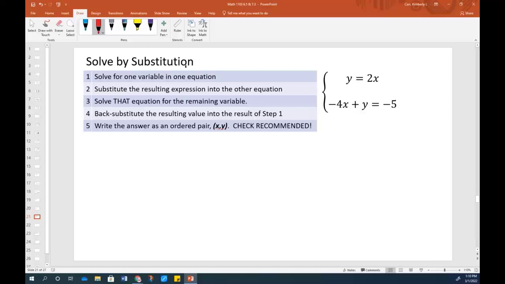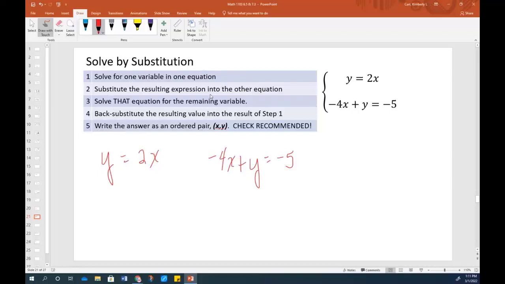So solve by substitution. These are the steps. And kind of going through that in that problem, first of all, I'm going to write that problem underneath just so I have a little bit more room to write. Now, when I solve for substitution, I tend to like to write them side by side. So y equals 2x, and then negative 4x plus y equals negative 5. Because I'm going to draw some lines, and it just seems like they don't look so confusing when I write them side by side.